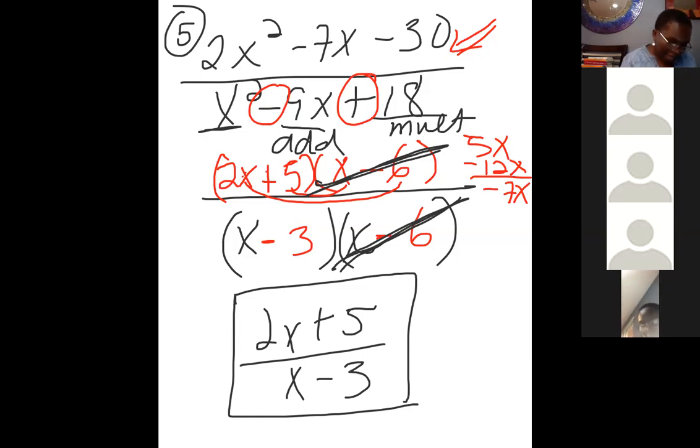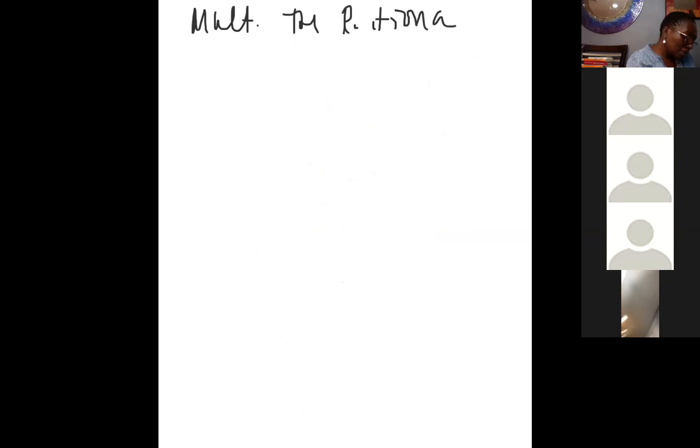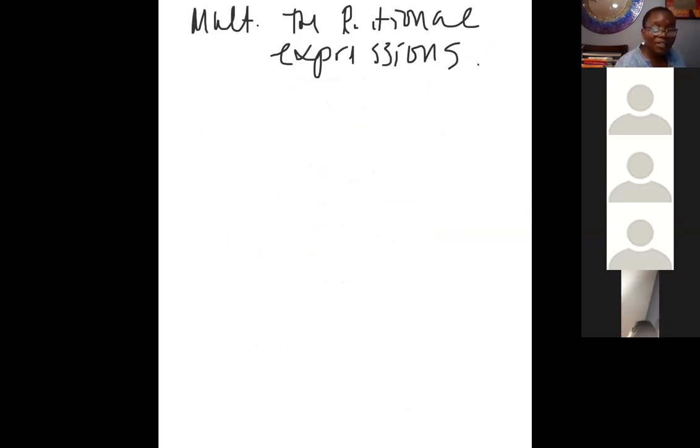Okay, so guys, here comes the next part. And this one right here is multiplying the rational expressions. We are going to be multiplying the rational expressions. In other words, we're going to multiply fractions.